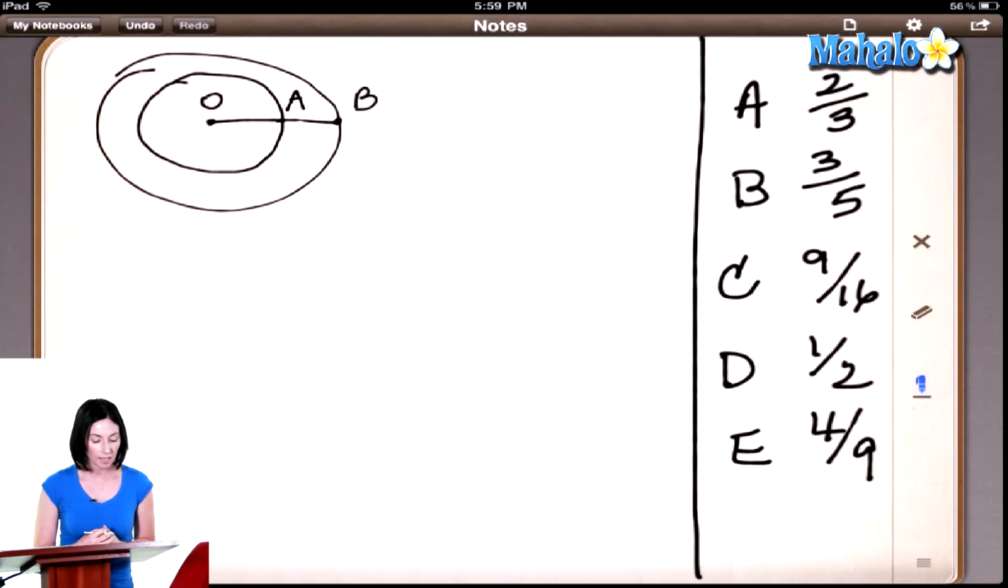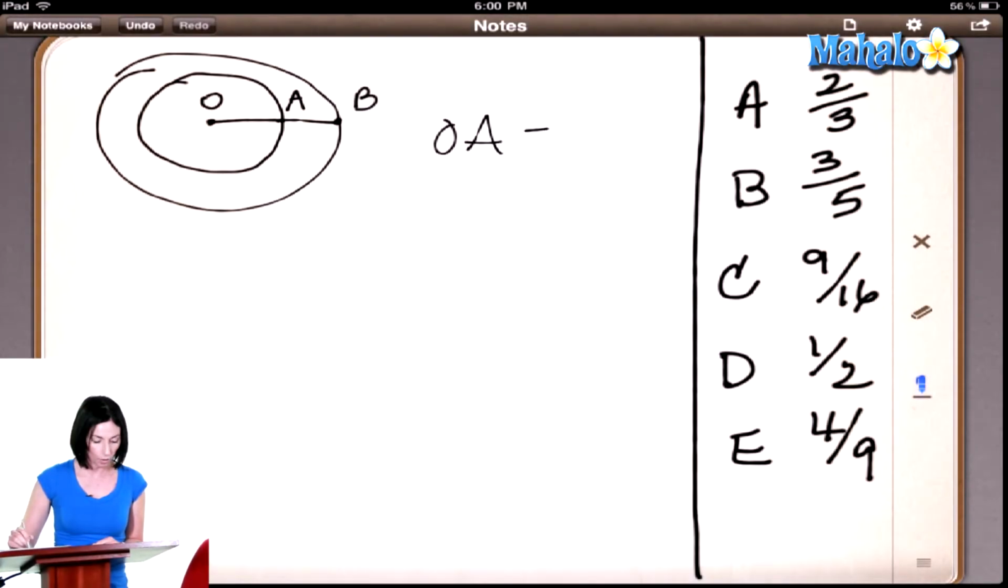So let's get started. Let's take a look at question number 13. We have this diagram here with two circles, and it says both circles have their centers at point O, and point A lies on segment OB. If OA is 3 and AB is 2, what is the ratio of the circumference of the smaller circle to the circumference of the larger circle? Okay, so that's a whole bunch of words.